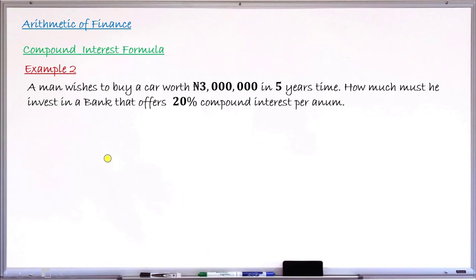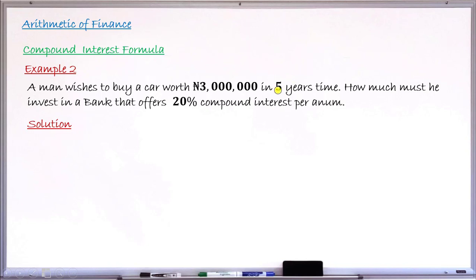Example number 2. It says a man wishes to buy a car, and that car is worth 3 million naira, and he wants to buy that car in 5 years' time. That is his plan. The question asked here is how much must he invest in a bank that offers 20% compound interest per annum? So, the solution to this problem: this man is too ambitious. He wants to buy this car that is worth 3 million, and he wants to buy it in 5 years' time. That is according to his plan.